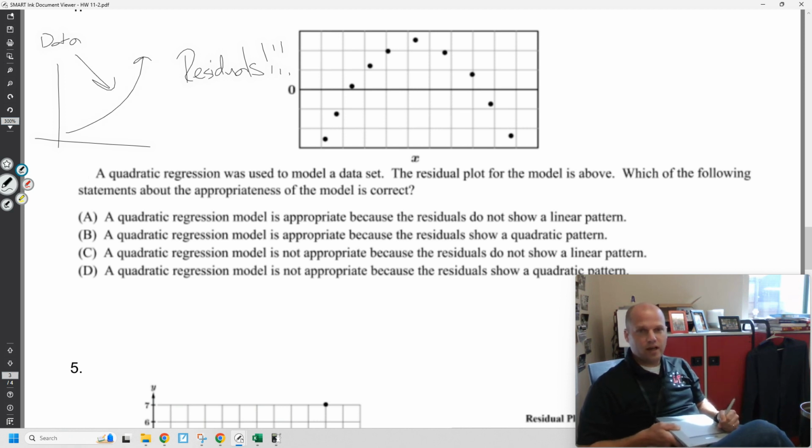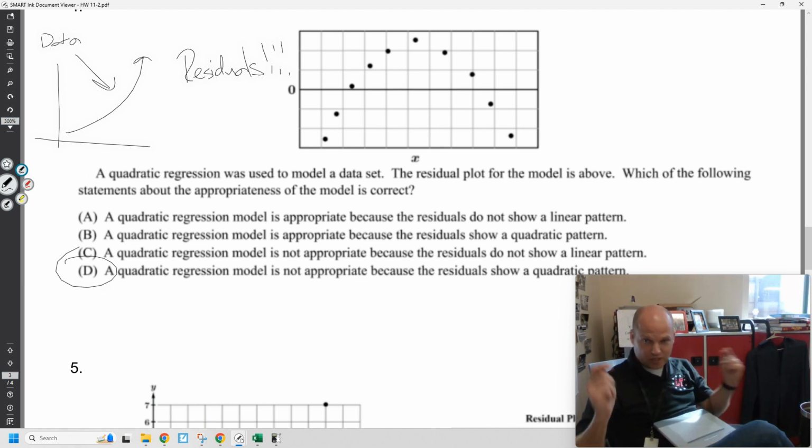So here's your data. Here are your residuals. This is a bad model to choose. It's not appropriate because it shows a pattern and we got big residuals.